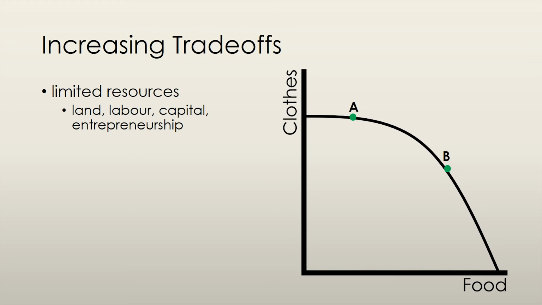If you remember from a previous lecture, the resources in an economy are land, labor, capital, and entrepreneurship. We don't have an infinite amount of these resources, so we can't just continue to produce as much food as we want. There is a limit. And if we want to produce more food than before, then we have to divert some resources away from producing clothes and towards producing food. We'd have to pull workers away from clothing factories and send them to farms, for example.